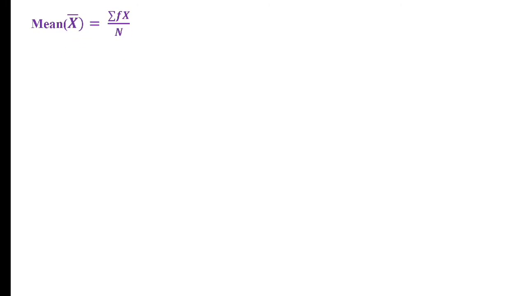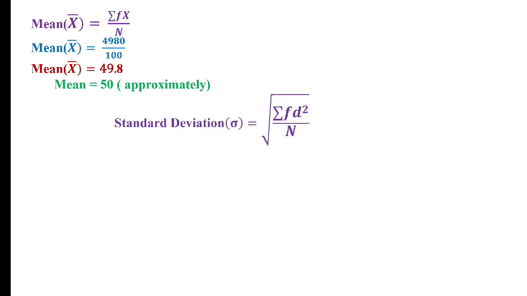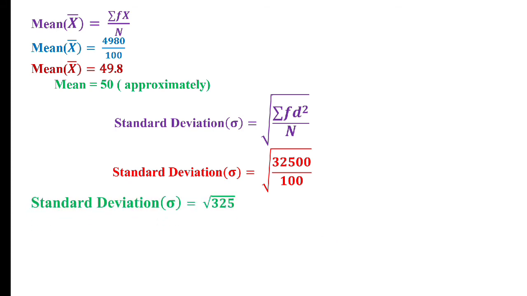In the previous slide we didn't have place, so I explain the mean here again. 4980 divided by 100, so we'll get 49.8. For calculation convenience it is taken as 50, zero decimal point approximately. Now we are going to find the standard deviation: summation fd square divided by n. So 32,500 divided by 100, we'll get 325. Square root of 325 is 18.0277. So this is the standard deviation value.